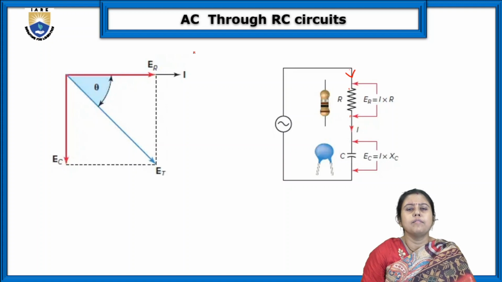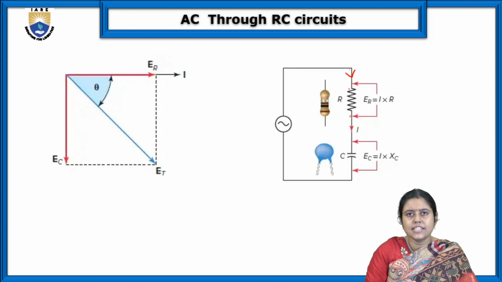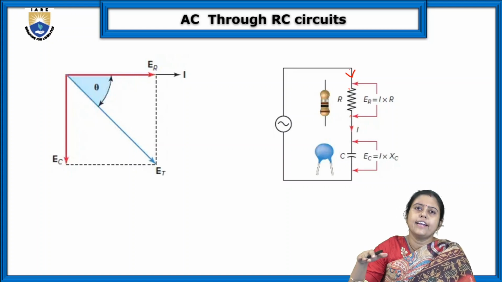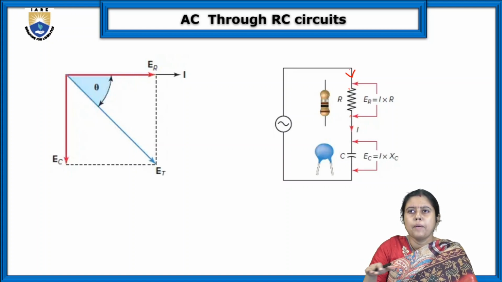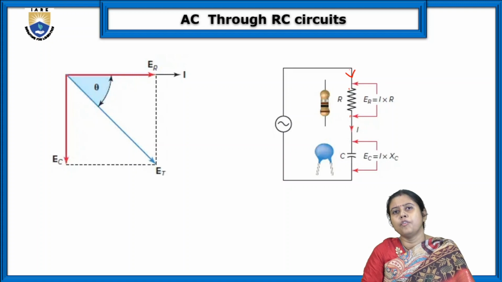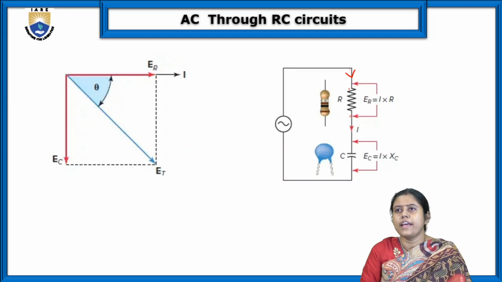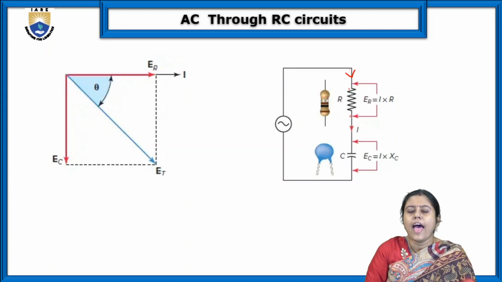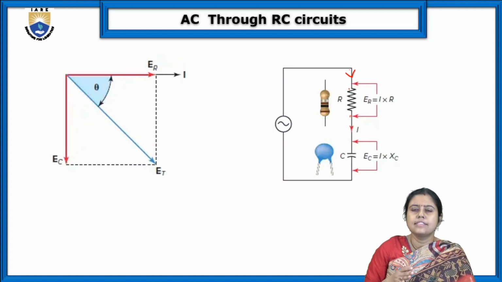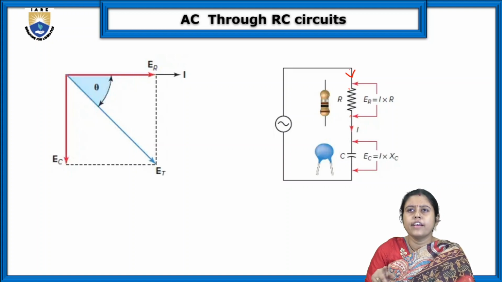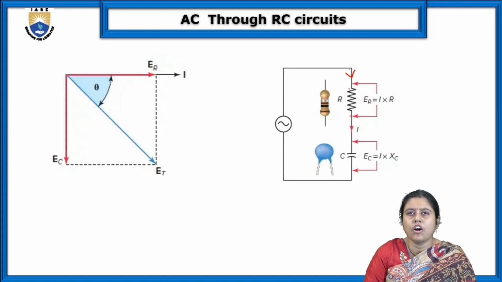For a phasor diagram, generally if it is a series circuit, we take current as the base. If it is a parallel circuit, we take the voltage as the base. Remember one thing, as I discussed in the last class, in a series circuit, current is fixed throughout the circuit, so we can take the reference of current.